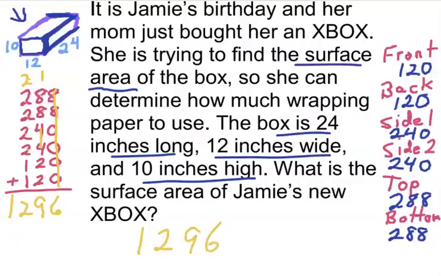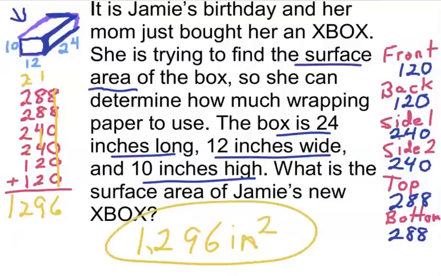1,296 inches squared. 1,296 inches squared is the surface area of the Xbox. Okay, so if she's going to wrap it up, she has to have enough wrapping paper to cover 1,296 square inches for that wrapping. And that's all there is to that one.